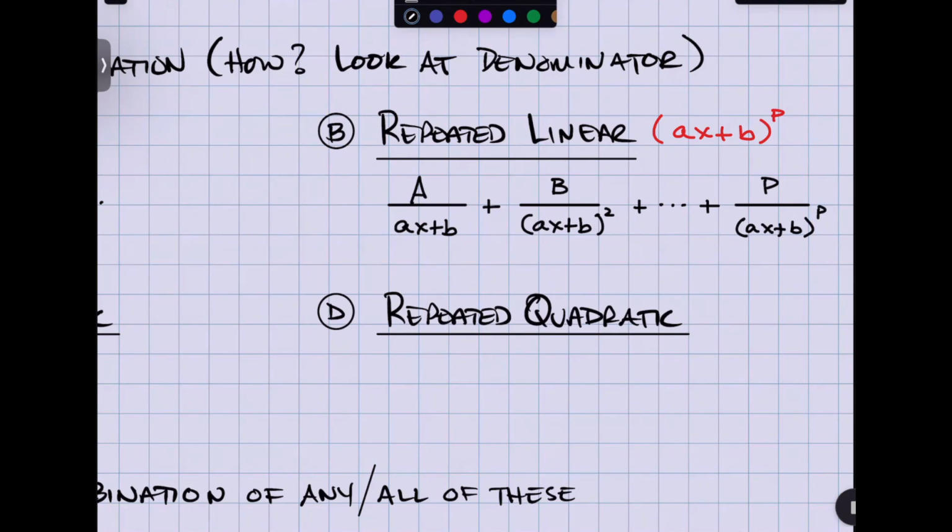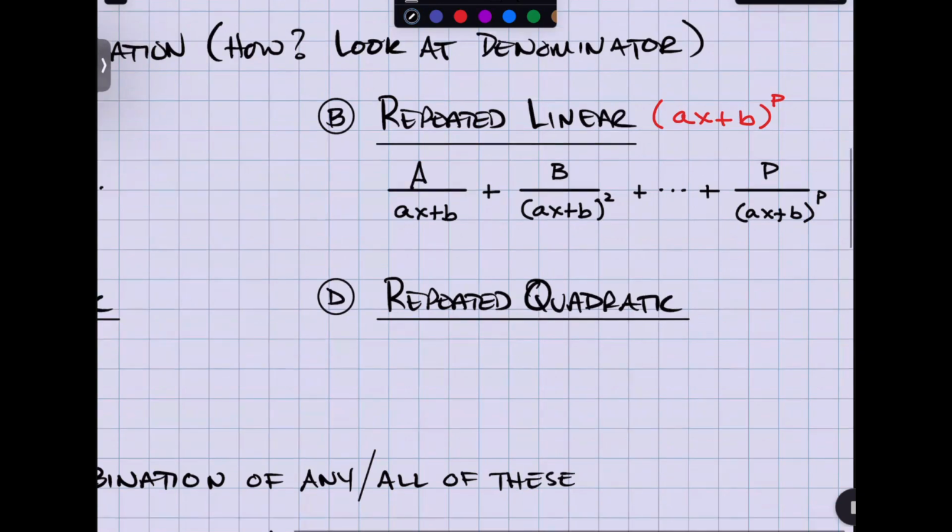Right? So however many that power is, I got to write it so many times, from its first power all the way to the last power. So if it's to the fifth power, then I got to write the a to the first power, b to the second power, c to the third power, d for the fourth power, e to the fifth power. Okay? So that's what repeated means. Repeated quadratic means exactly the same thing.